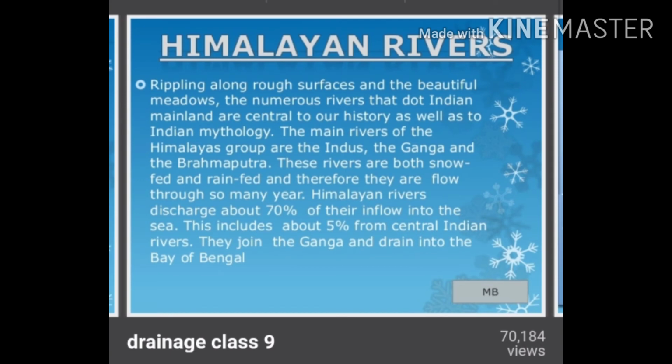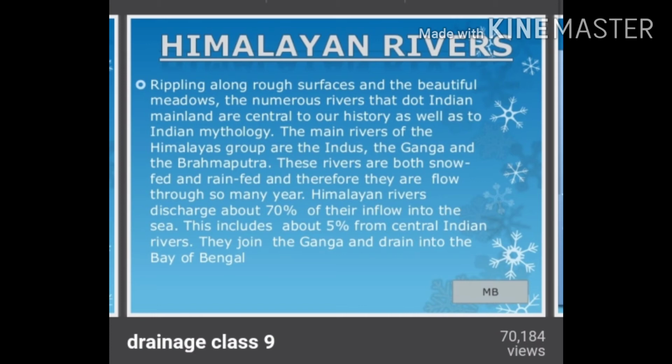As we know that we have the Himalayas, so the rivers which are coming from the Himalayas are termed Himalayan rivers. Rippling along rough surfaces and beautiful meadows, the numerous rivers that dot the Indian mainland are central to our history as well as to Indian mythology. The main rivers of the Himalayan group are the Indus, the Ganga and the Brahmaputra. These rivers are both snow-fed and rain-fed.